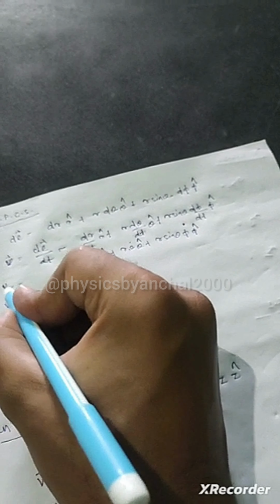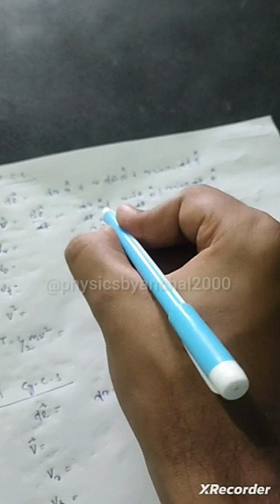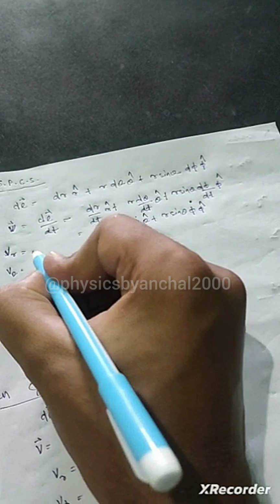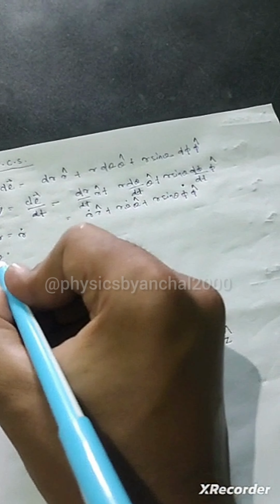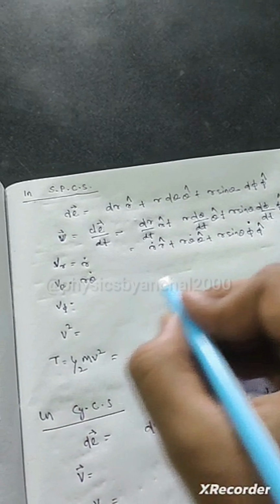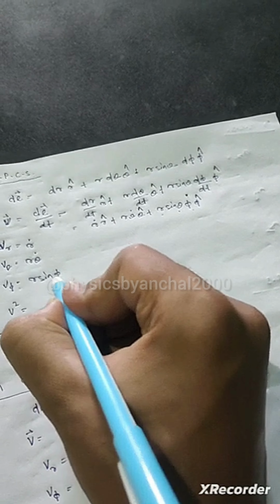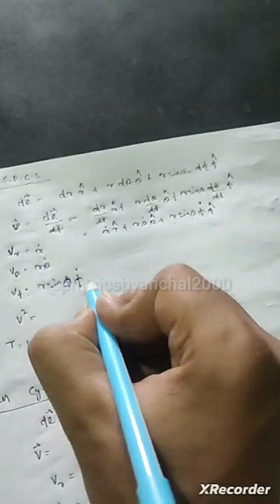Now what is Vr? Vr is the velocity in the direction of r cap. That is r dot. And what is v theta? That is r theta dot. And what is v phi? That is r sin theta phi dot. I hope you understand.